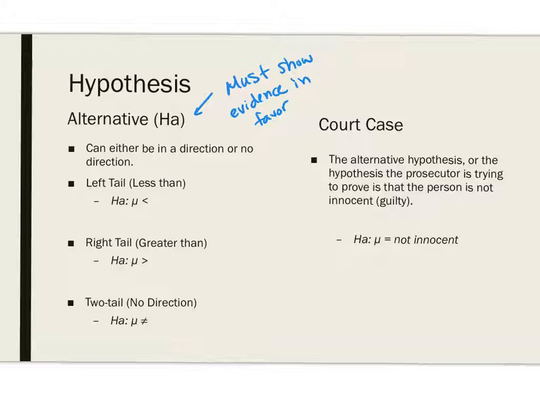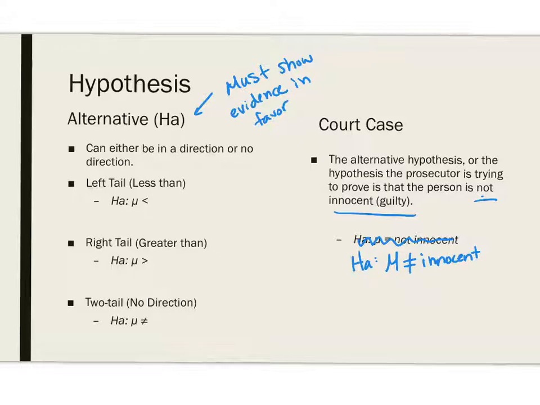And so when you go to court, if you're innocent, the competing claim is that you're not innocent. We always want to write that "not" as a complement type of thing, but not innocent also means that you are guilty. So if you're not innocent, you're going to be guilty here. But we write it as mu not innocent. So let's write this as HA: mu does not equal innocent. So we write it like that.